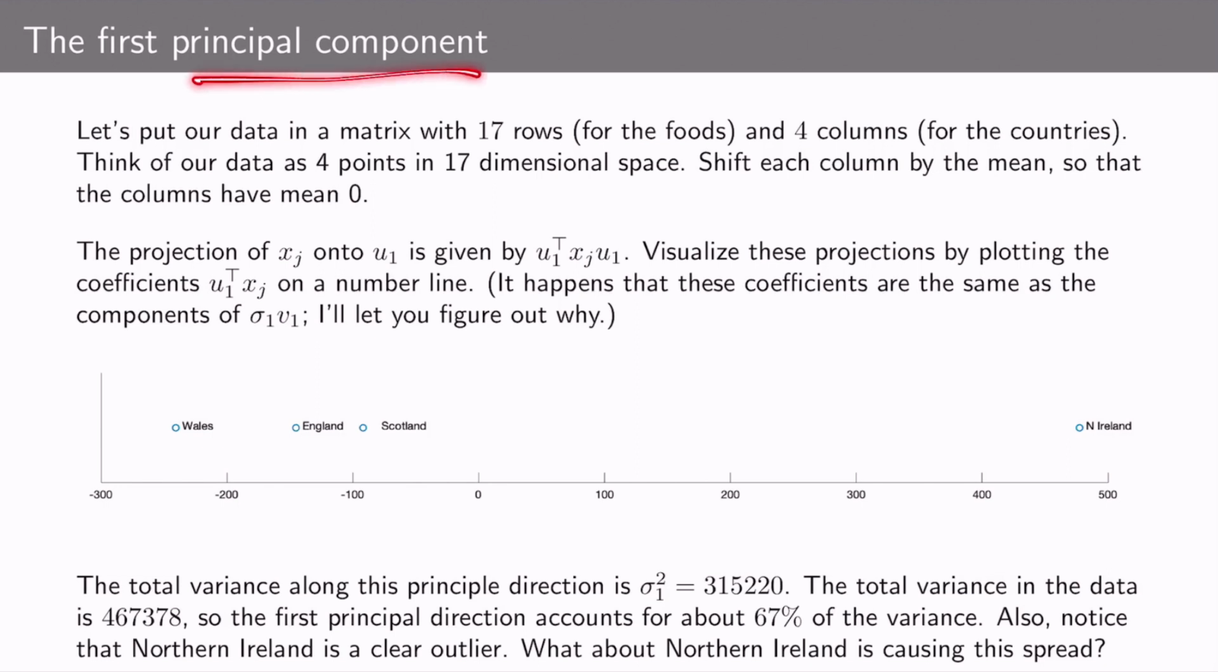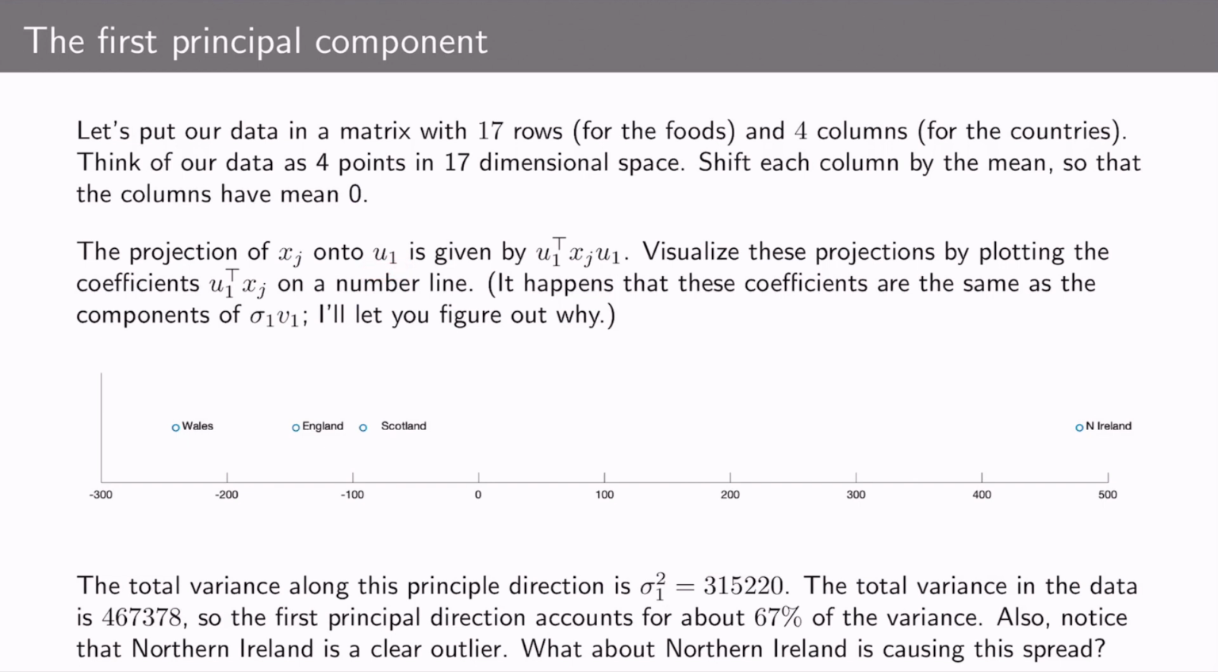Let's look at the first principal component of this data. We put the data in a matrix with 17 rows and 4 columns, accounting for the foods and for the countries. As I said before, we can think of the data as 4 points in a 17-dimensional space. We're going to shift each of the columns by the mean so that the columns have mean 0 and the data is centered. We compute the SVD of the data matrix, and then find the projections of each of our 4 observations onto the principal direction U1.